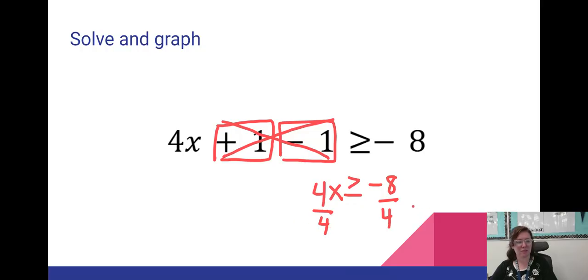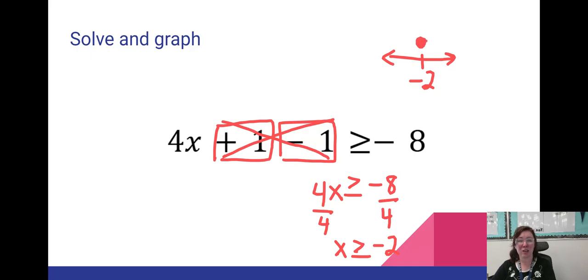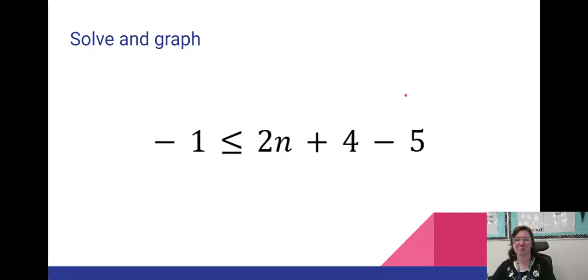Now, when we divide both sides by a negative number, that's when we flip the sign. Well, this has a negative number, but it's not on both sides. I'm not doing it on both sides. So we do not flip anything. We just keep the sign the same. And it's x is greater than or equal to negative 2. So greater than or equal means we closed circle. We have a closed circle. And then x is greater than that. So x is all the things that are bigger. So that's how we graph it.